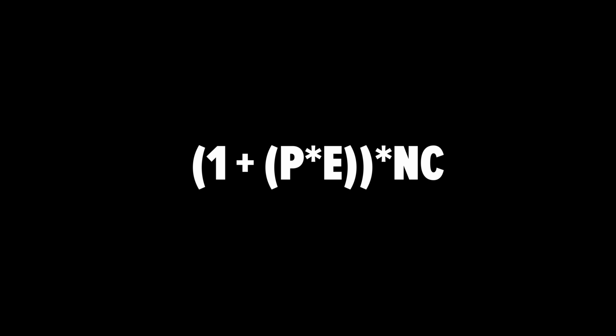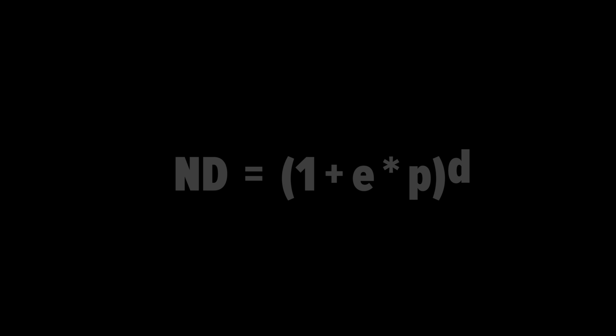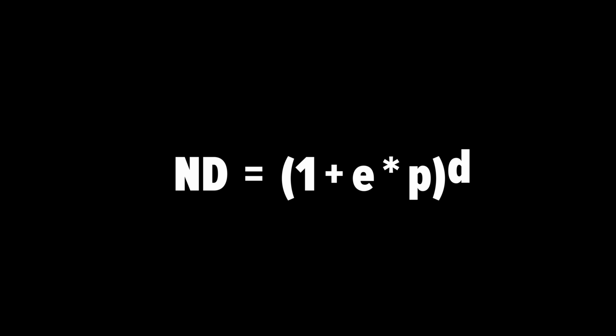Now, if the number of new cases is proportional to the number of existing cases, it means that each day you're going to have to multiply it by some constant. And this means that moving forward, d days is the same as multiplying by that constant d times. Here's the equation once we do that.